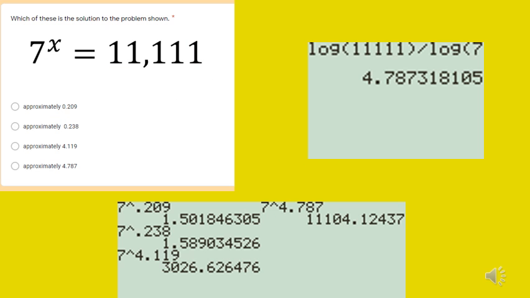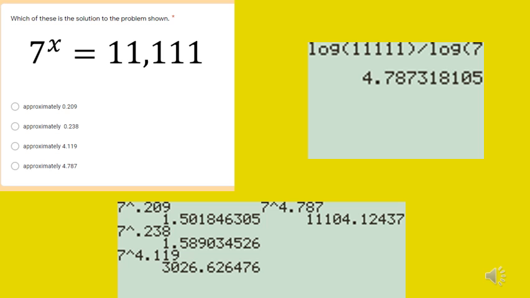And the other question along that line, you had 7 to the x equals 11,111. Again, you take log of the big number, 11,111, divided by the log of 7. Make sure you close the parentheses in the middle there, and you do end up getting an answer that's about 4.787.